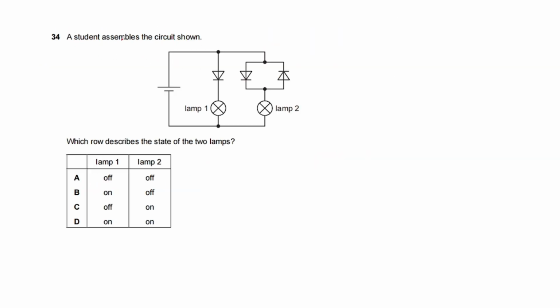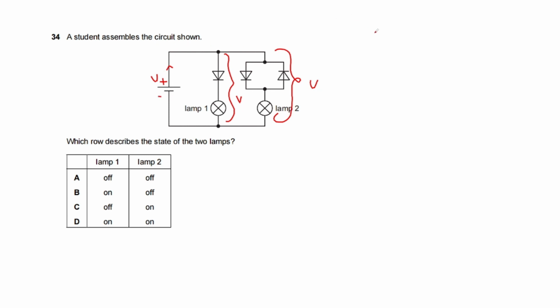Question number 34. A student assembles the circuit shown. You have diodes and lamps. Which row describes the state of the two lamps? Since these are connected in parallel, the voltage that you applied will be distributed equally, so this region has the same voltage, and this region also has the same voltage. When the switch is on, the current passes from the positive terminal to the negative terminal in this direction.